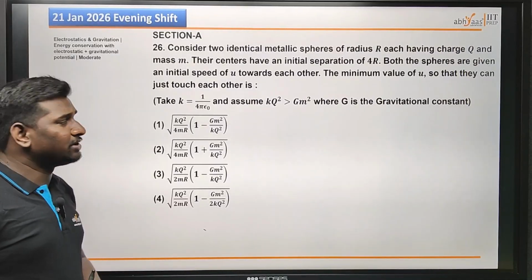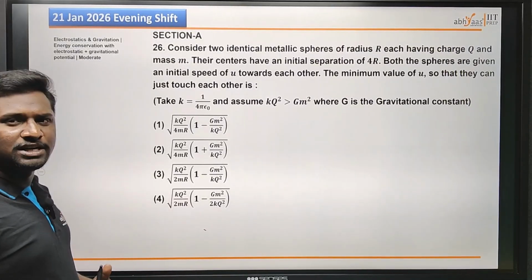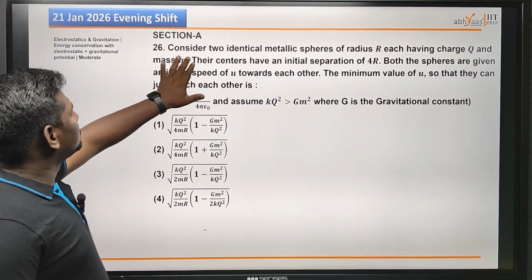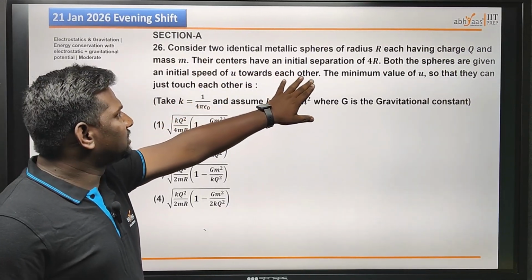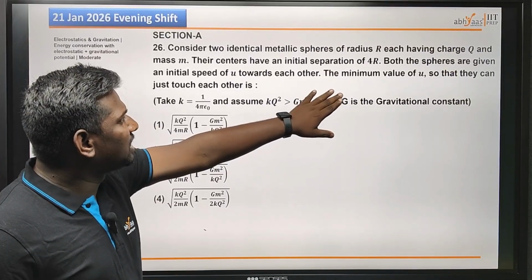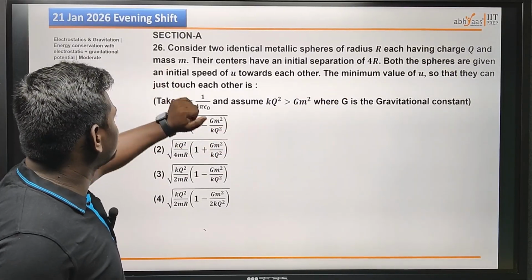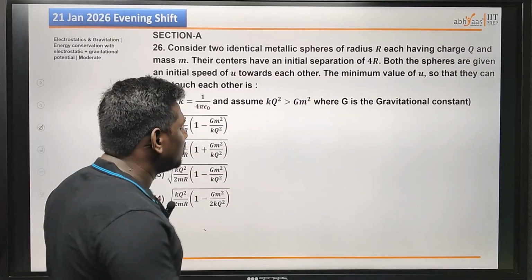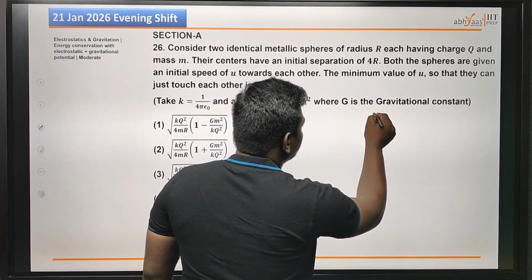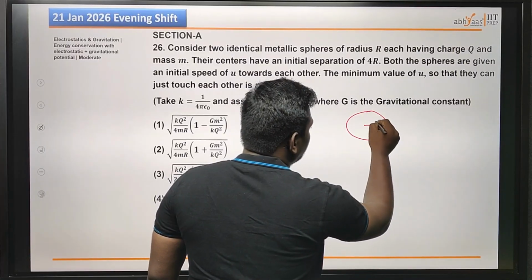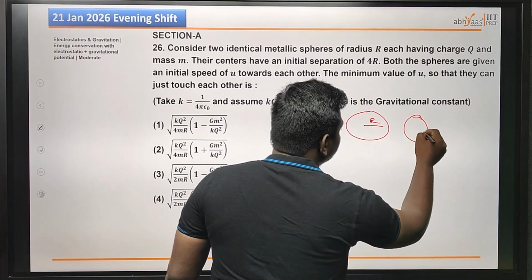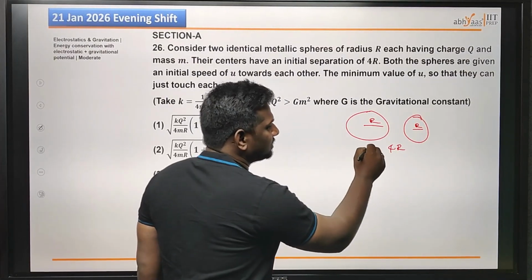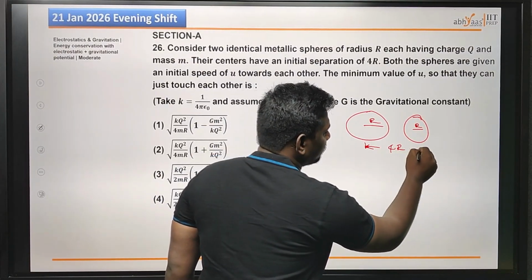So 26th question. It is from electrostatics mixed with gravitation. Consider two identical metallic spheres of radius r, each having charge q and mass m. Their centers have an initial separation of 4r. What they are saying is, we have two spheres of radius r, and the separation between these two spheres is 4r.